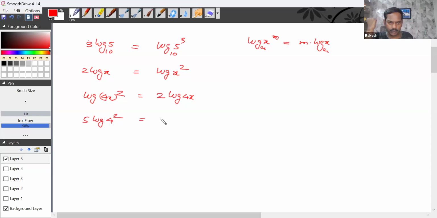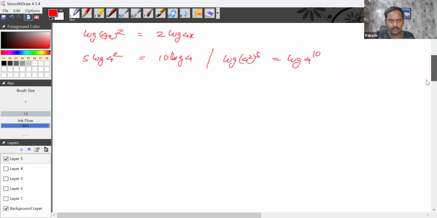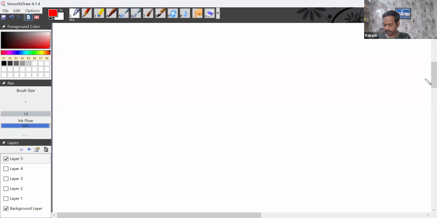If I take 2 here, it will become 10 times, because 2 will be multiplying with 5, and here it will be log of 4. Or I can take 5 and make it a power. So it will become log of 4 whole square to the power 5, which will make it log of 4 to the power 10. So I can write it both ways. Fair enough. So this is rule number 3.